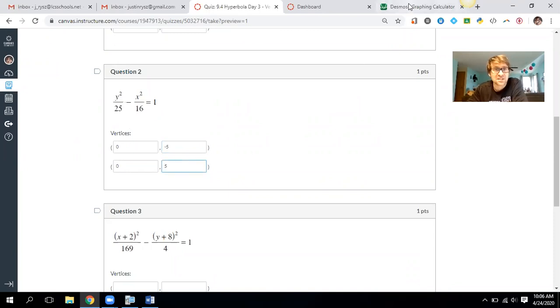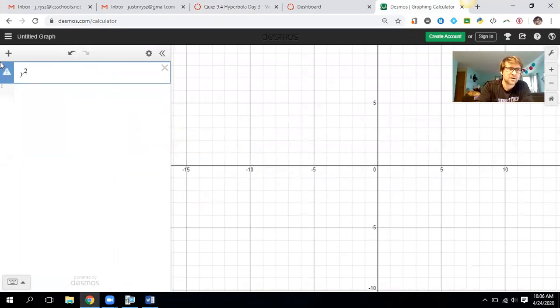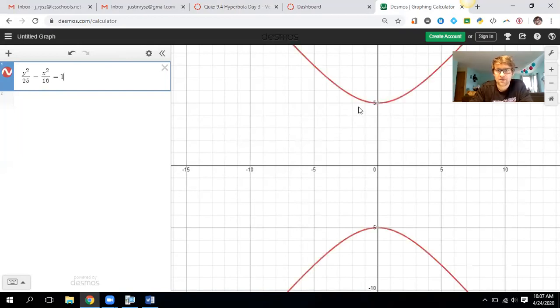Now, I'm going to go through Desmos, just type this in to double check. I think this is at 0, negative 5, and 0, positive 5. So here we go. We'll type it in. Y squared divided by 25 minus x squared divided by, I didn't even know what the x was at, 16 equals 1.